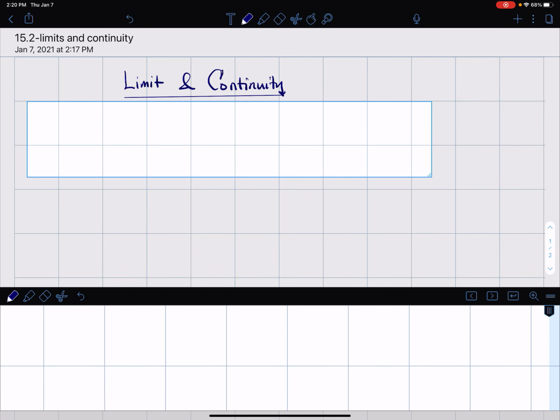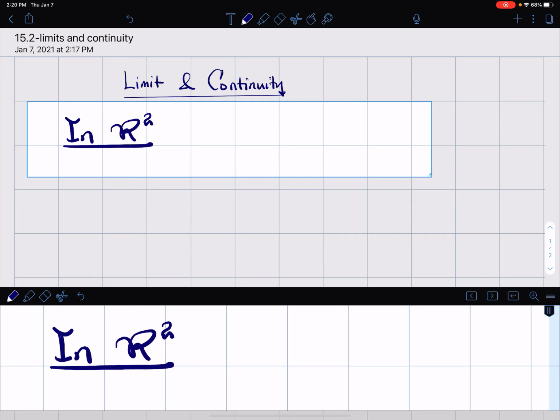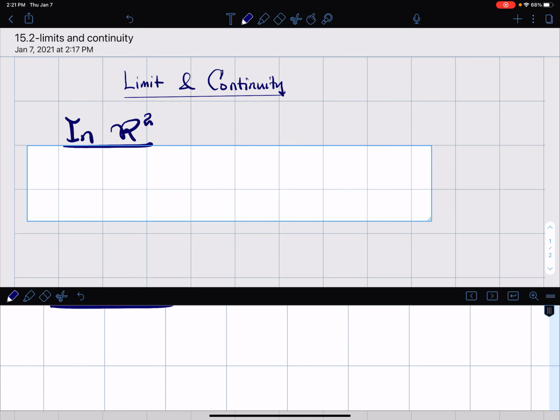Let's talk about limit and continuity in R3. Well, before we do that, let's remind ourselves of how limit and continuity works in R2.